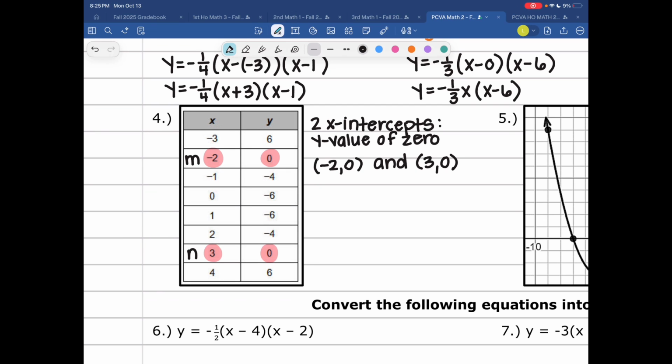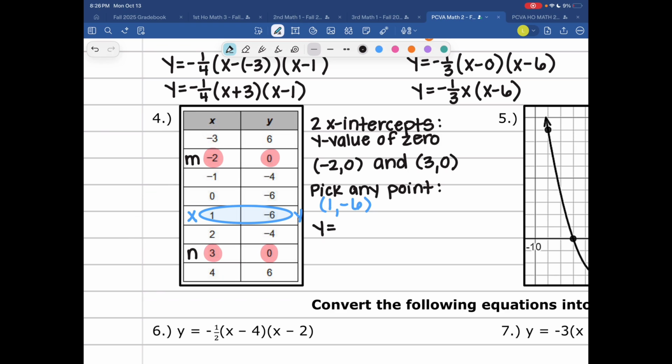Now, we also need a point. It really doesn't matter which point you choose. Pick any point. So I'm going to go with, let's say, (0, -6), or excuse me, (1, -6). All right, so if I choose (1, -6), that means that's going to be my x and that's going to be my y. And we're going to do what we've been doing.